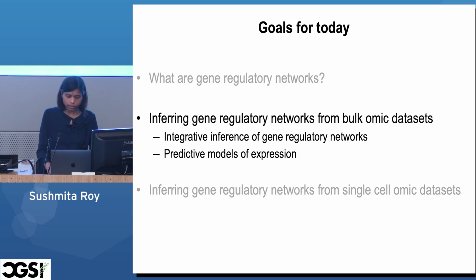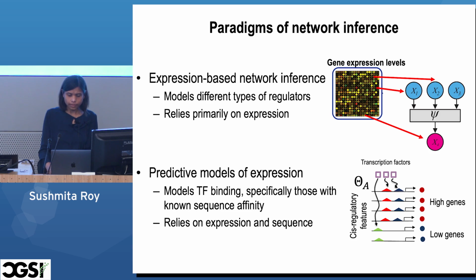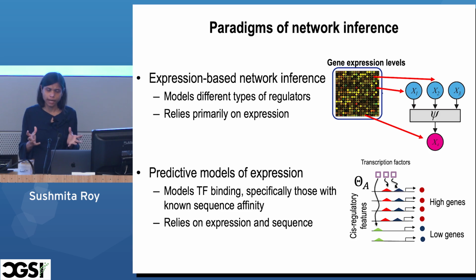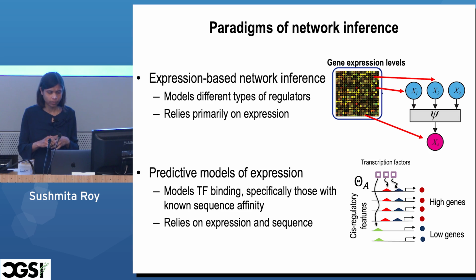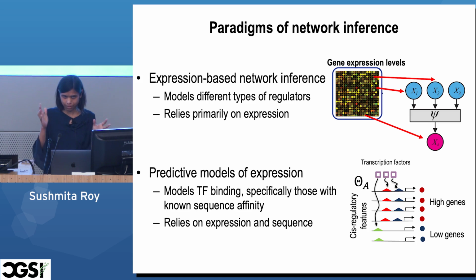The first, or maybe the second part, is focusing on bulk omic data sets. Largely speaking, I would say there are two paradigms of thinking about methods that have done gene regulatory network inference. I've put them under these names. They may not be the best way to name them. If somebody has a better way to name these methods, I'm all ears.